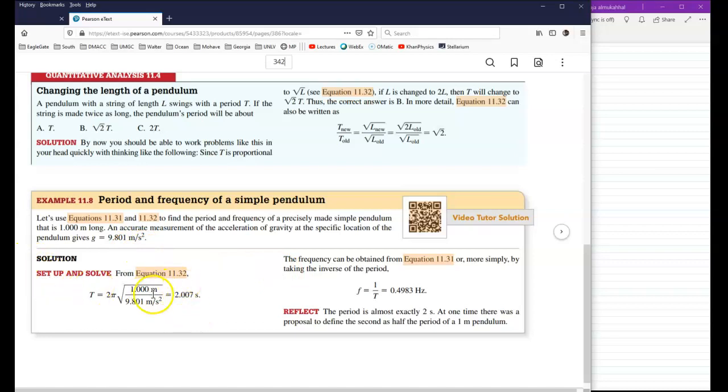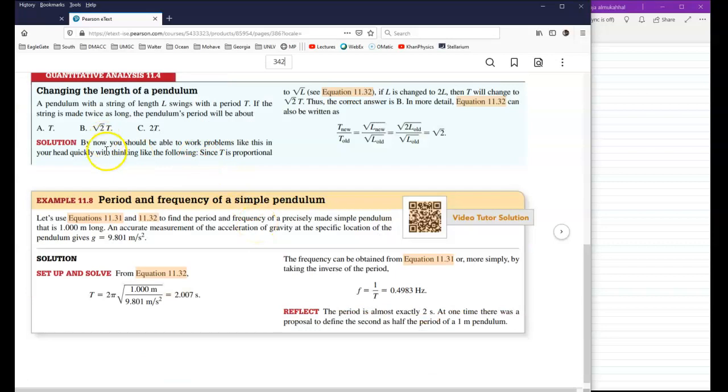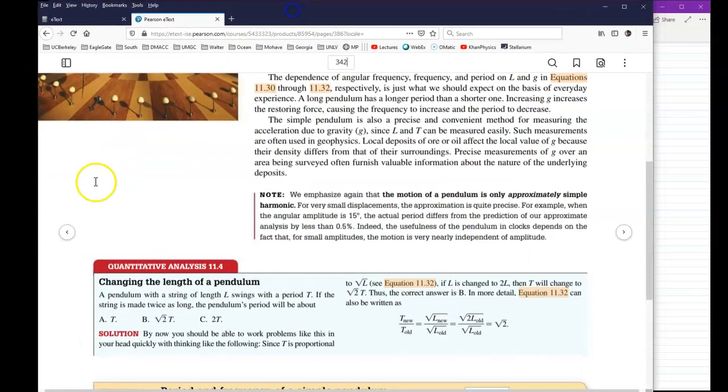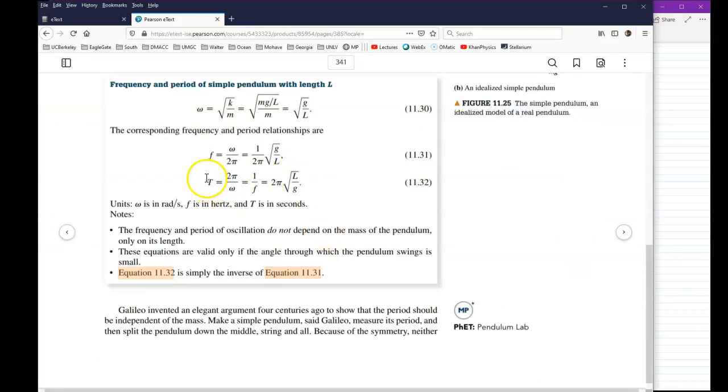Do I need to do that? It's really simple. So you just go T equals 2 pi square root of L over G. Right, there's the formula right there. Here's the formula right here. The period is equal to 2 pi square root of L over G. So the length, he said, is 1 meter, and G is 9.801. Plug it in, use the calculator, you're done with it. It's really that simple.